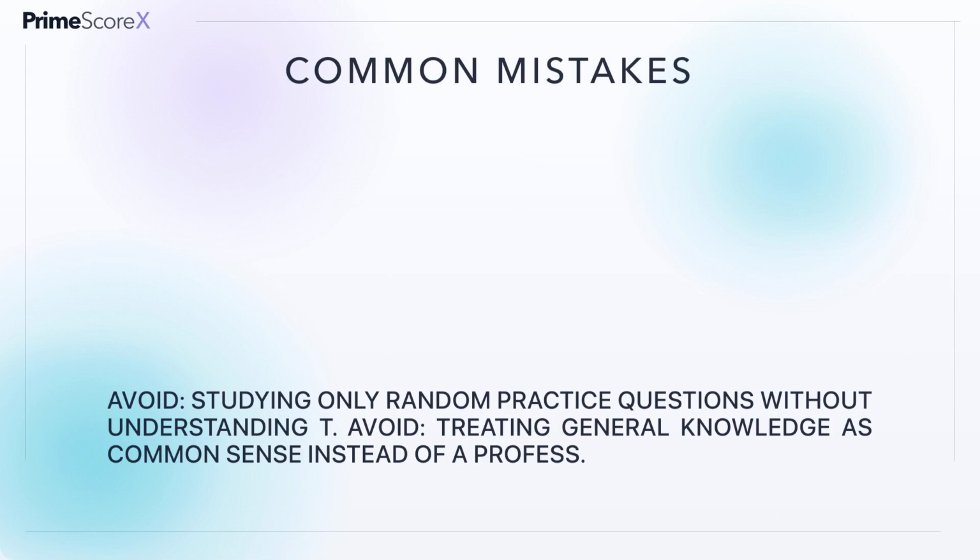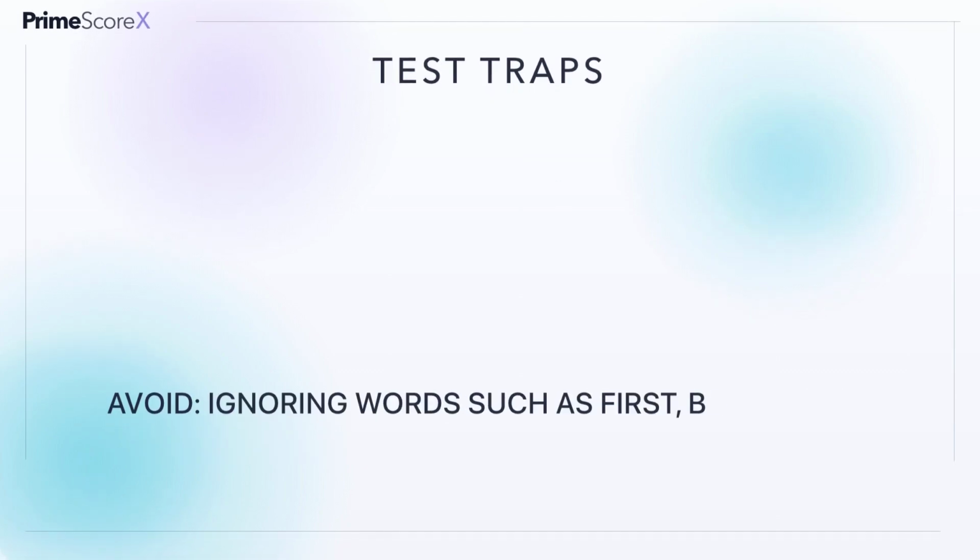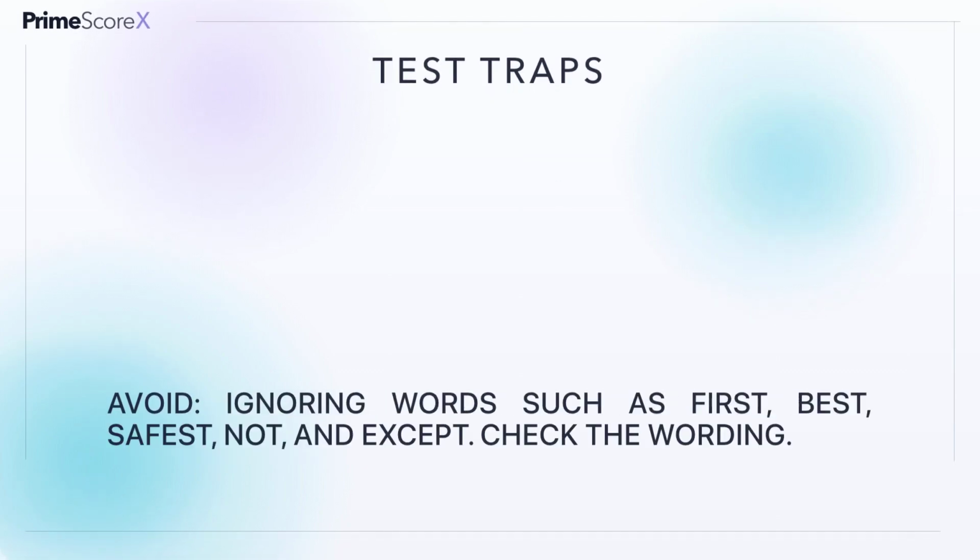A common mistake is studying only random practice questions without understanding the rule behind each answer. Another mistake is treating general knowledge as common sense instead of a professional standard. Both mistakes come from studying too loosely. The fix is to slow down during review and force every answer to connect to a clear rule or safety principle. Another trap is ignoring words such as first, best, safest, not, and except.